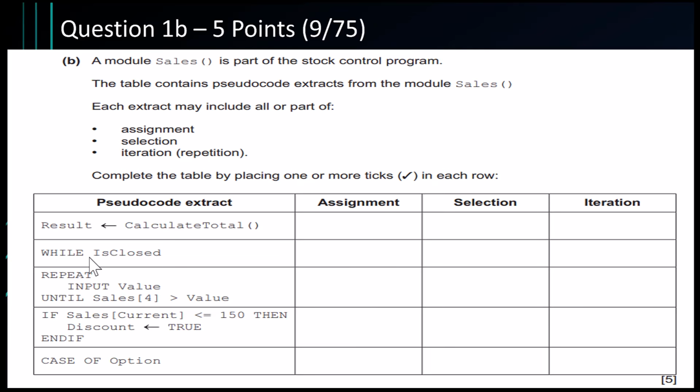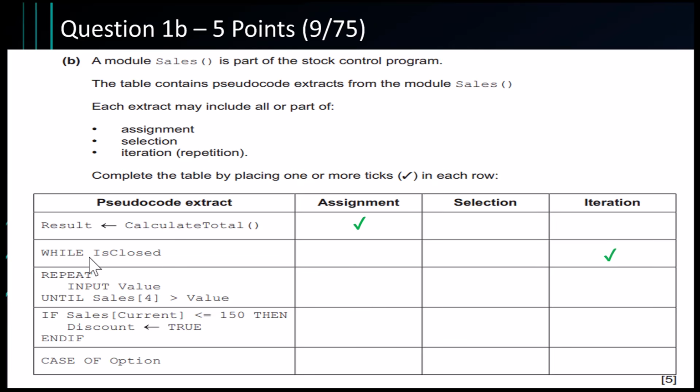So let's go ahead and take a look at the first row. Result, arrow. I know right away that is going to be an assignment statement, but let me check out the rest of it. Result, arrow, calculate total. Well, I don't see anything else. That's going to be assignment. I just picked up a point. Now, while is closed. Well, while, that is a keyword for iteration.